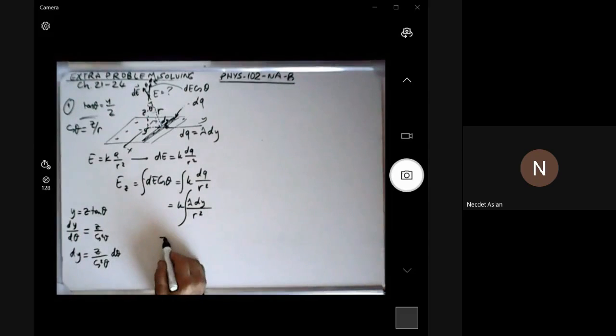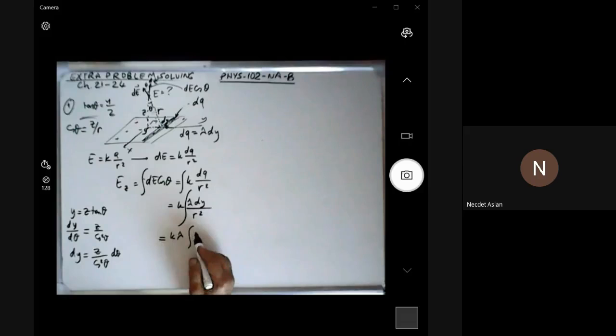We will get all the simplifications, and we will get just k lambda integral of d theta, right? Cosine square theta, everything will cancel. We will get d theta, and then the angle will be from minus pi half to pi half. And finally, this result will give you just sigma over 2 epsilon 0.